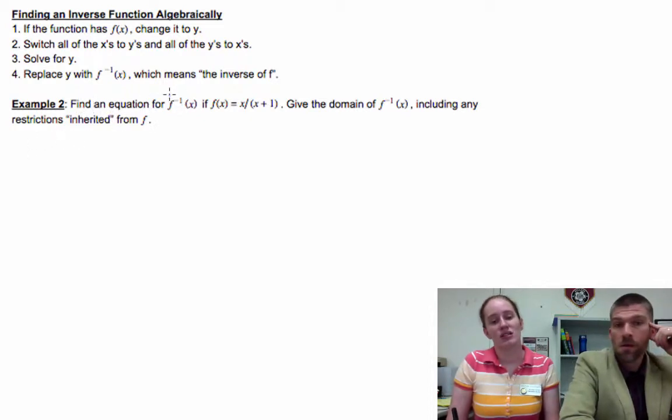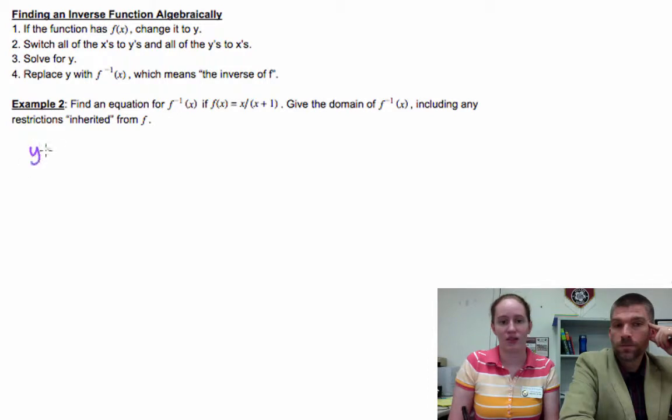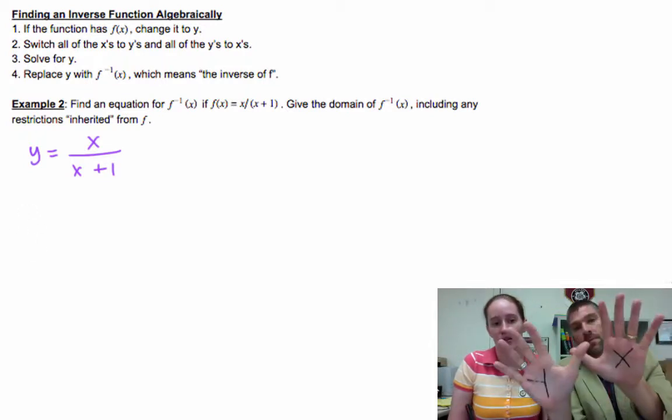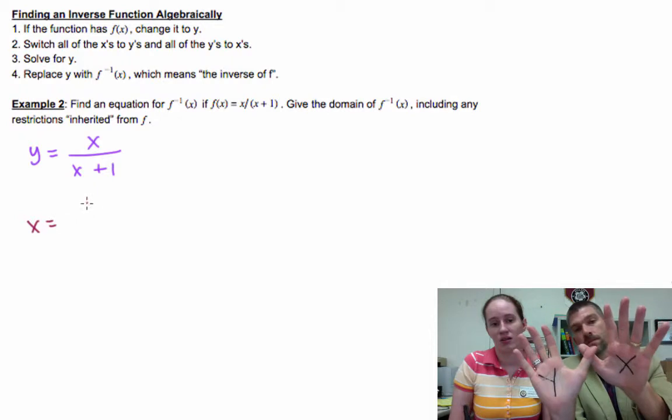So find an equation for the inverse of f, if f is this, and then we're going to give the domain, and we'll talk about that in a second. Where f of x is, I want to put y. Here's my function: x over x plus 1. And now we're going to swap.